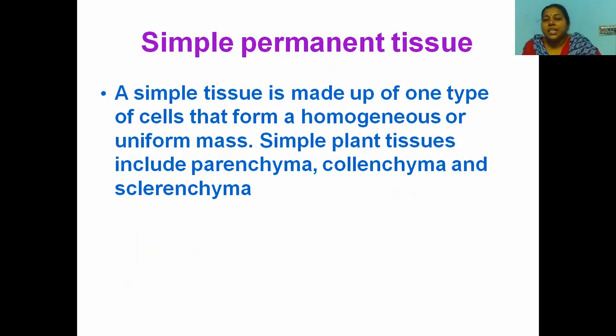Children, first let us study simple permanent tissue. A simple tissue is made up of one type of cells that forms a homogeneous or uniform mass. Simple plant tissue includes parenchyma, collenchyma, sclerenchyma. So almost all the cells present in the tissue are of the same type, same kind. Okay, so we can say that they are homogeneous or uniform.